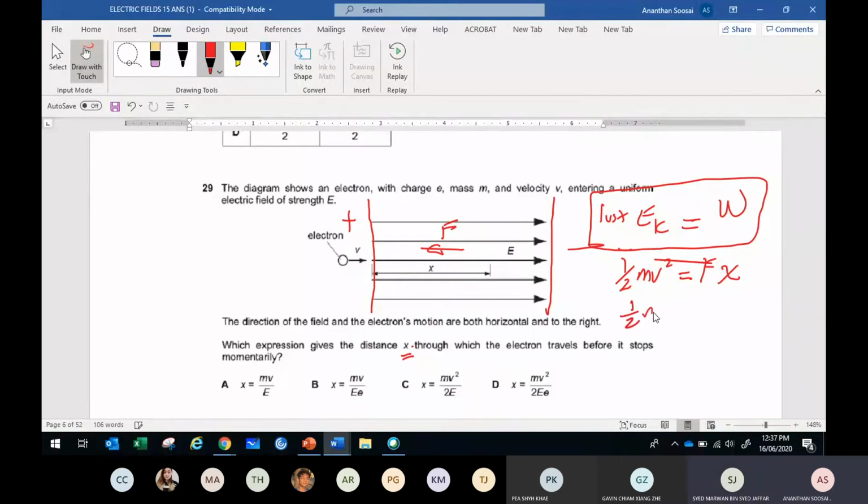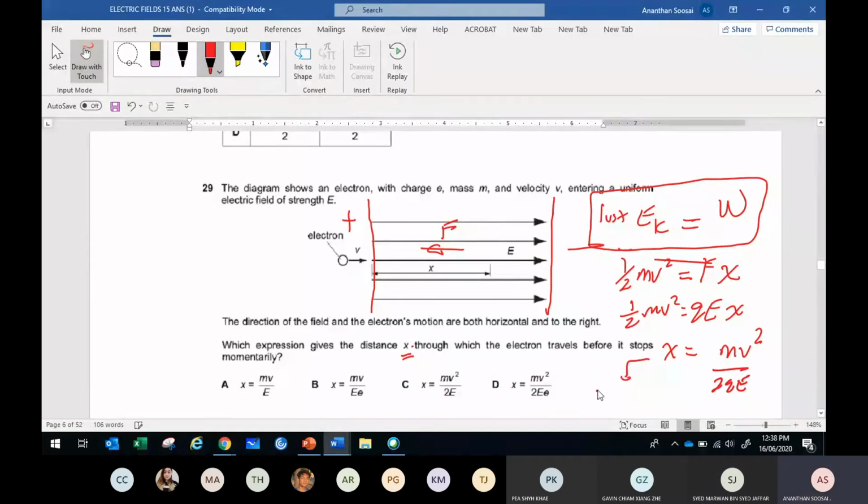So half mv squared. F is what? F is QE, right? F is QE, Q times E times x. Yeah, you got the answer already. So x is what? x is mv squared over 2QE.